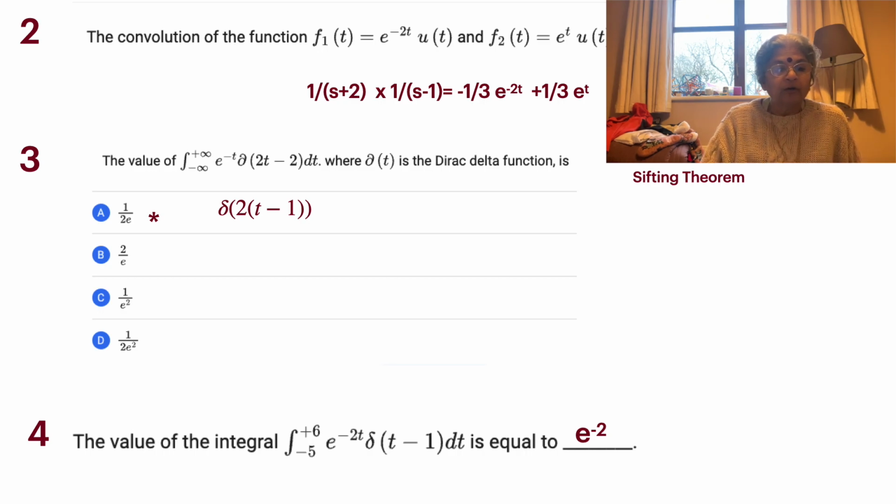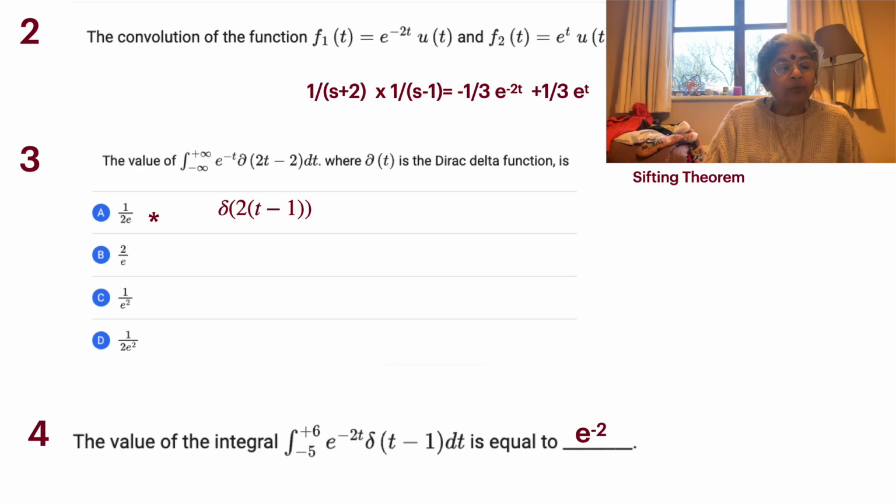So let's go to the fourth problem, which also looks like the Sifting theorem. The value of the integral from minus 5 to 6. As I said earlier, it's not just minus infinity to plus infinity. Even other ranges are applicable so long as the location of the impulse is within the integrand. What we see here is delta(t minus 1), so the impulse is located at t equal to 1. The function f(t) is e raised to minus 2t, so at the location of the impulse, we have e raised to minus 2.